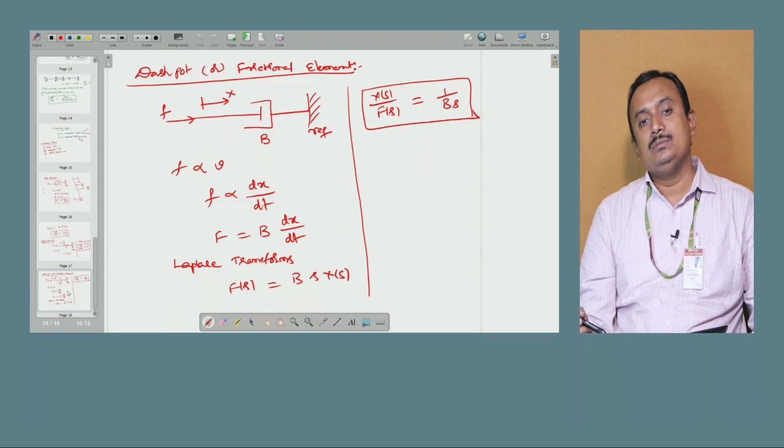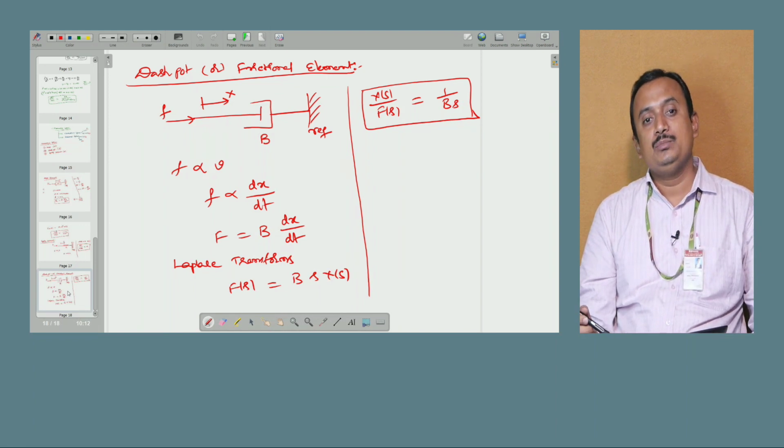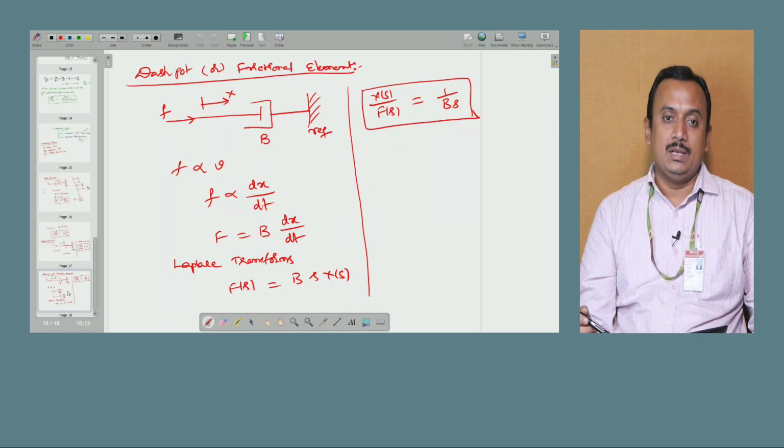So this is how we are going to evaluate the transfer function in case of the mechanical system having only independent elements like mass, spring constant and dash pot. Now let us see a few examples on different mechanical systems having a combination of these three, like mass, dash pot and spring constant.